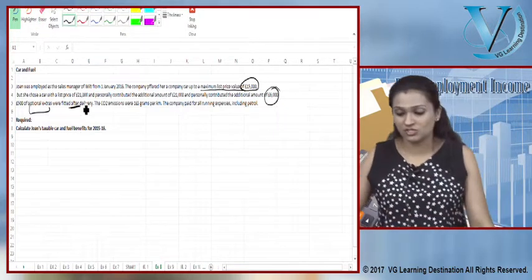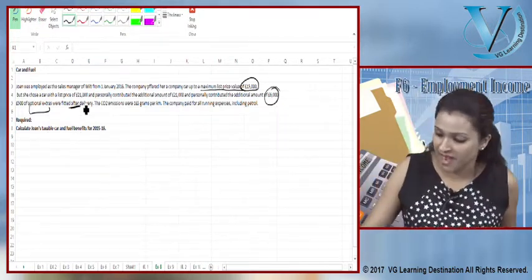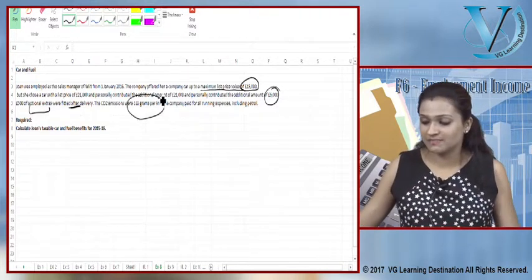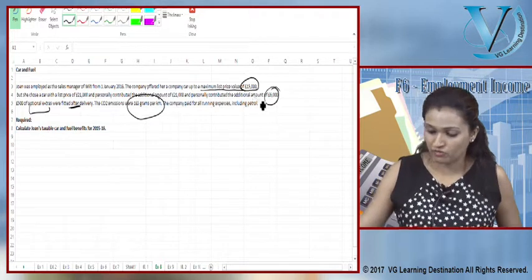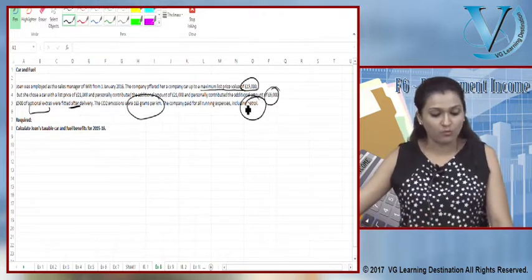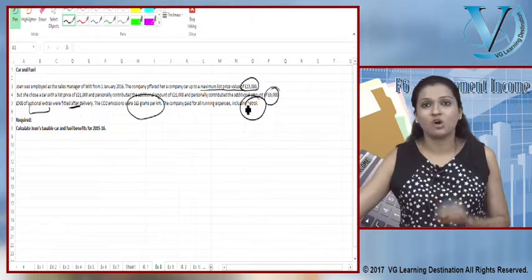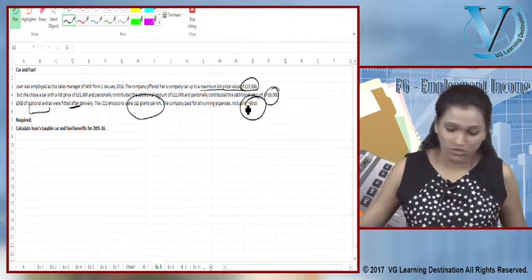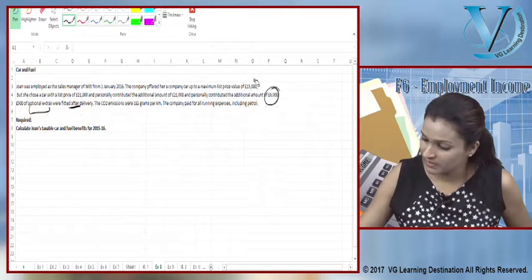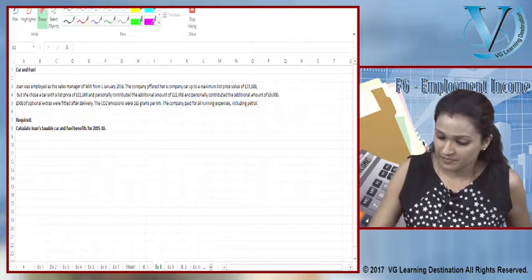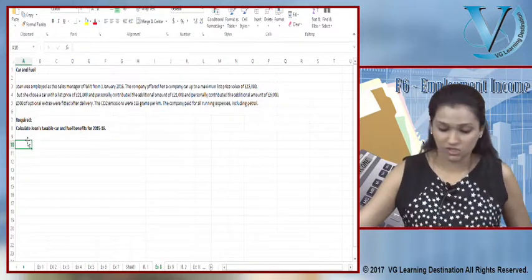The CO2 emissions were 165 grams per kilometer. The company paid for all the running expenses, including the petrol. So let's have a look at what we are going to do in terms of car benefit and fuel benefit. Let's do the workings first. Let's begin with calculating the benefit. First, we begin with calculating the CO2 emissions of the car.